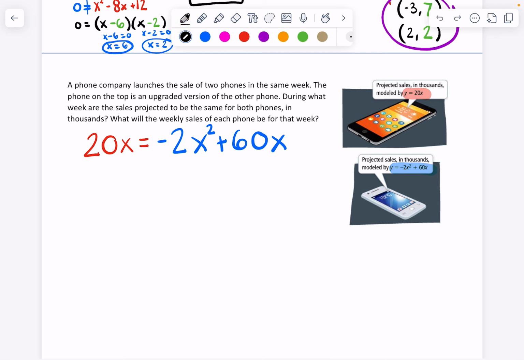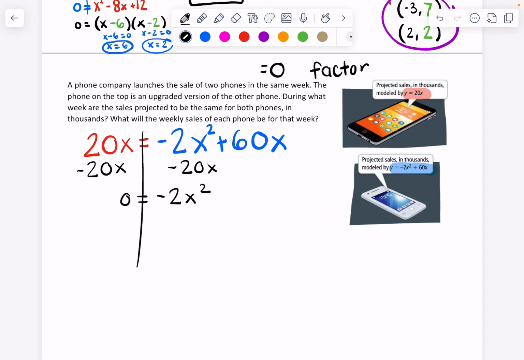Just like before, our first goal is to set this equal to 0, and then we can try to factor. So that first step, I'm going to move the 20x over to the right side. Get this set equal to 0. And we have some like terms we can combine. That's going to be 40x.